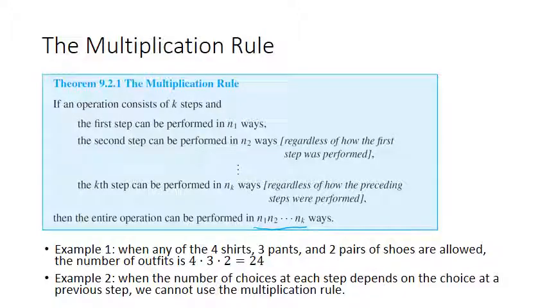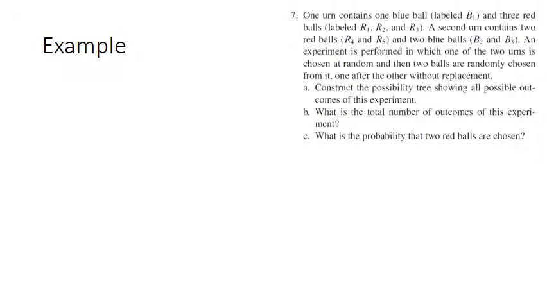Okay. So let's do some examples based on that concept, and I'll show you how I like to do these in an efficient manner. We have an urn, and it contains 1 blue ball labeled B1 and 3 red balls labeled R1, R2, and R3. A second urn contains 2 red balls, R4 and R5, and 2 blue balls, B2 and B3.